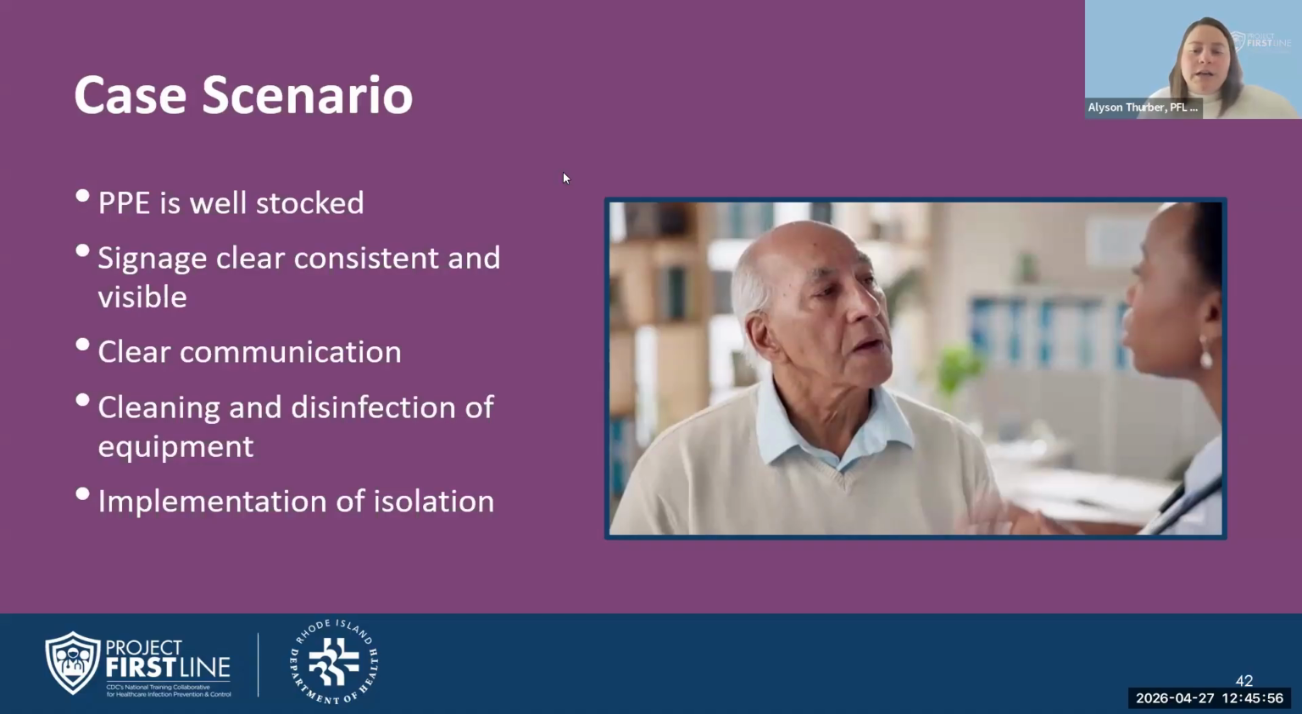So again here, how can we assure that precautions are implemented effectively? PPE is well stocked, signage is clear and consistent, there's clear communication in handoffs and to contractors, documentation in writing and verbally, you're cleaning and disinfecting equipment or using dedicated equipment, implementation of isolation if needed, and quick recognition of the need for isolation or precautions if needed to prevent spread.